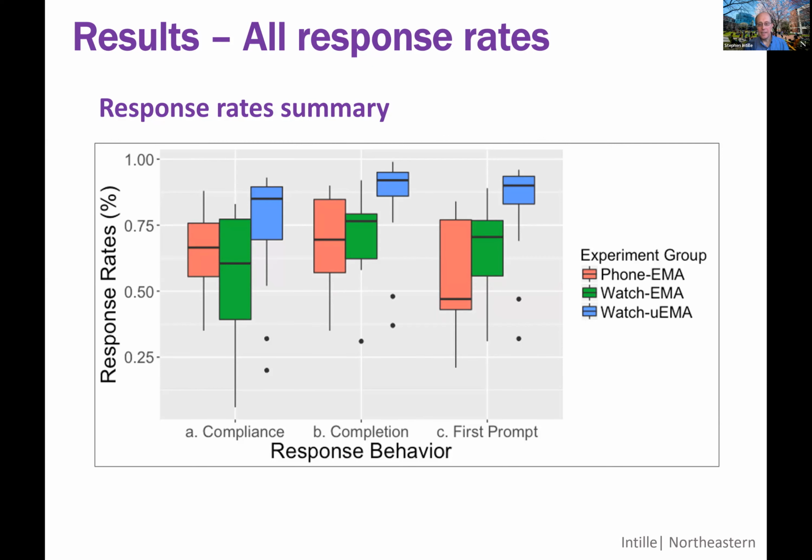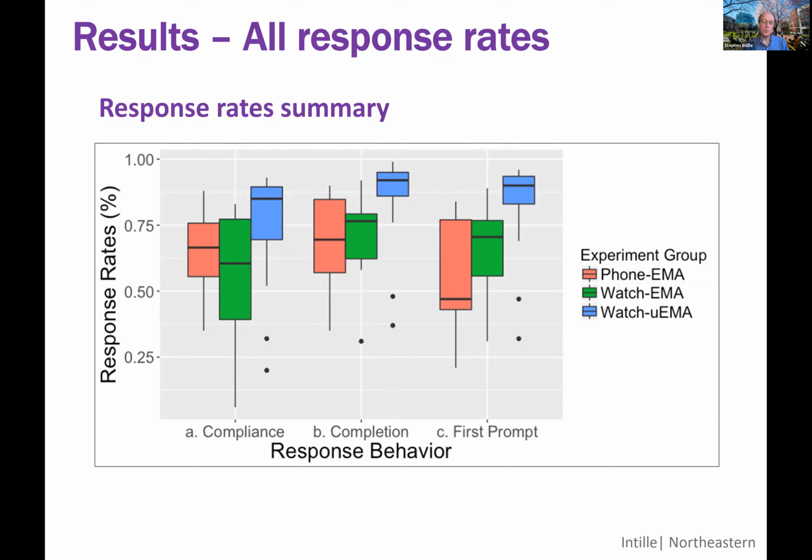So we had EMA on the phone, EMA on the watch, and then we had watch micro EMA. EMA on the watch was a bunch of questions on the watch, and EMA on the phone was the normal questions on the phone. You balance it out so you have the same number of questions. We looked at compliance, which is how often they respond overall based on how many messages you wanted to deliver, and also completion, which is how they responded based on messages that were actually delivered.